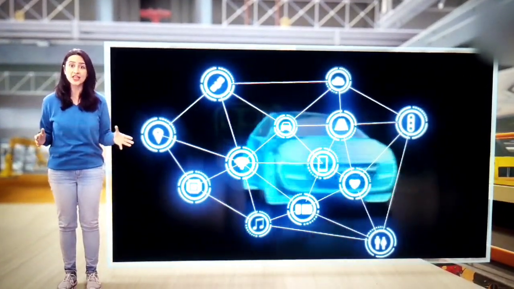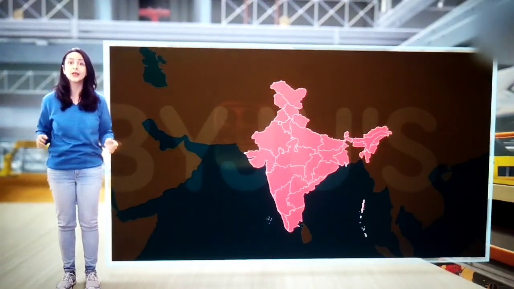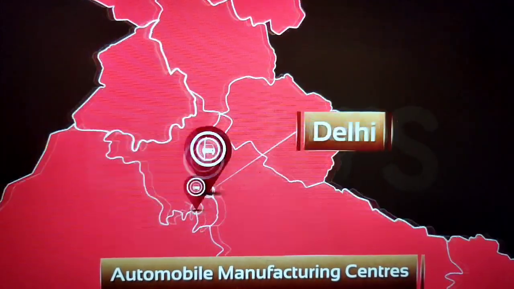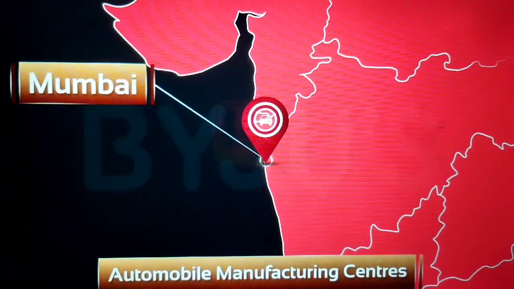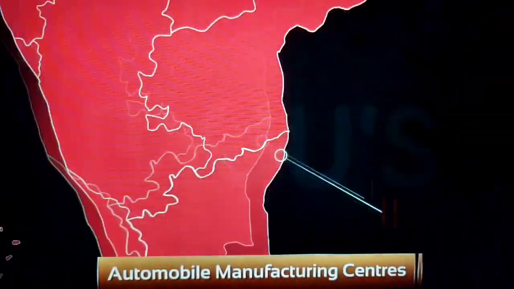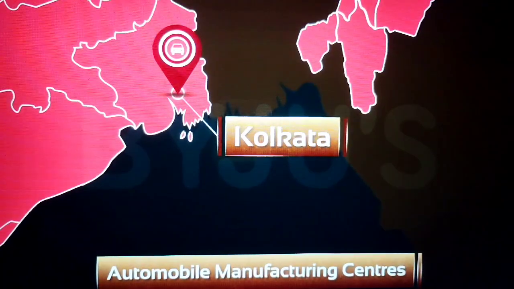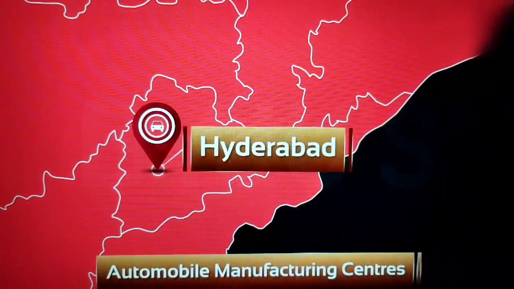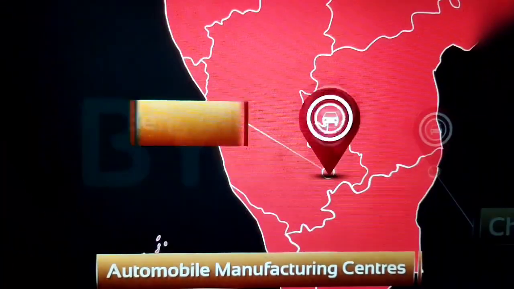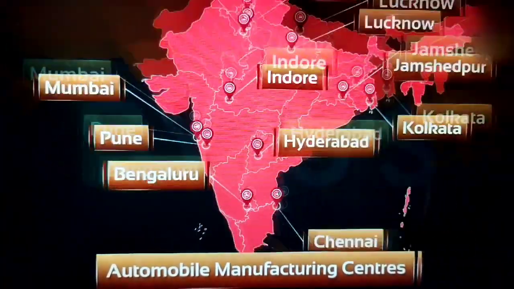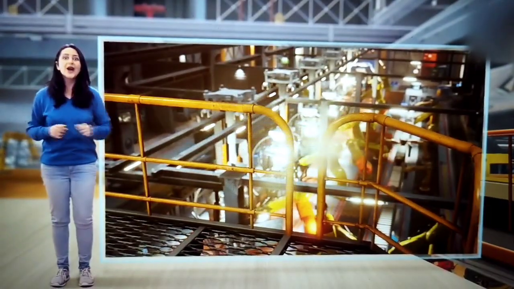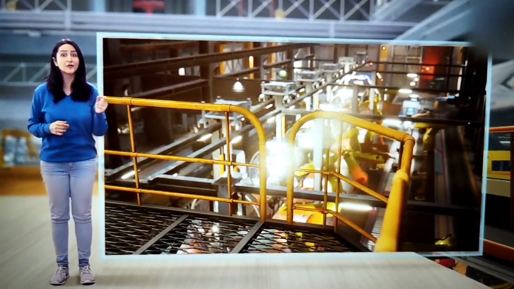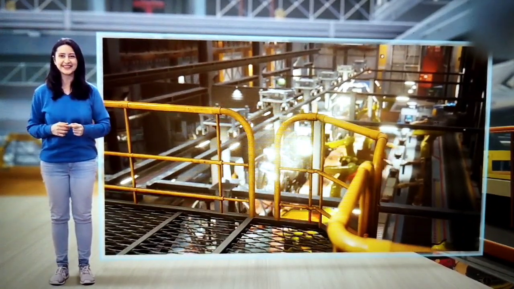The industry manufactures vehicles in various centers across India. Various automobile manufacturers are based in cities like Delhi, Gurugram, Mumbai, Pune, Chennai, Kolkata, Lucknow, Indore, Hyderabad, Jamshedpur, and Bengaluru. With a growing economy and expanding market, the automobile industry is looking for further growth in India in the near future.